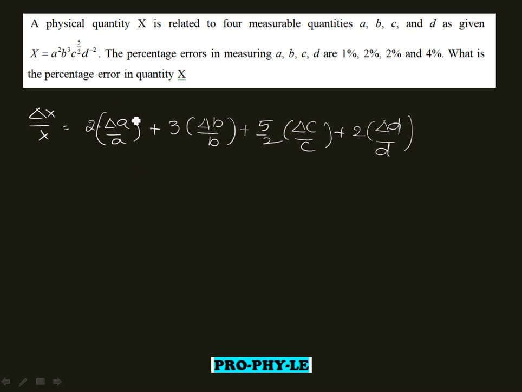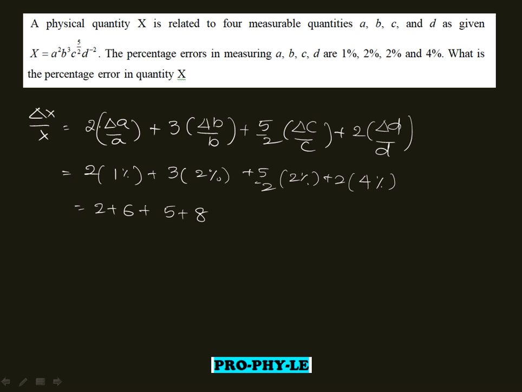See, as we are speaking about maximum errors, whether we are having a positive value or negative value, every time you have to take them as positive values only. Now from this, 2 into percentage error of a is 1%, and 3 into percentage error in b is 2%, 5 by 2 into percentage error in c is 2%, and 2 into percentage error in d is 4%. So this will be 2 plus 6 plus 5 plus 8, so this will be 21%.